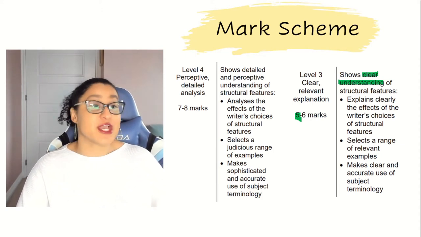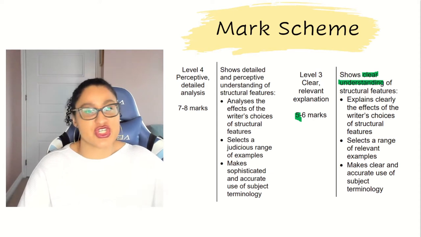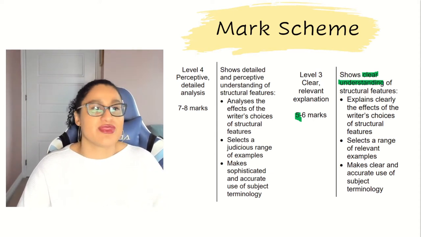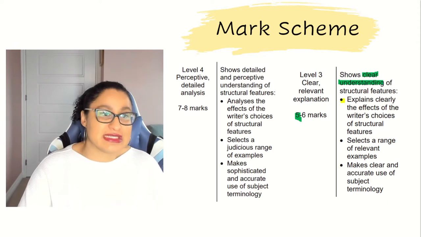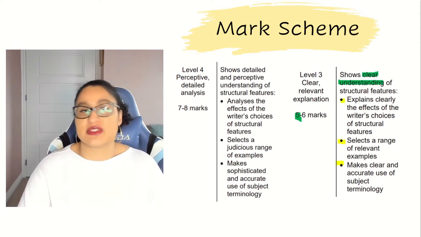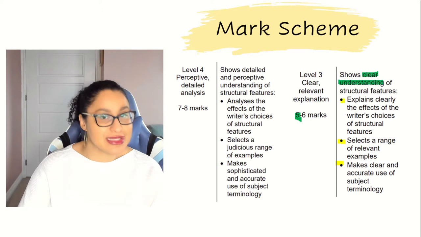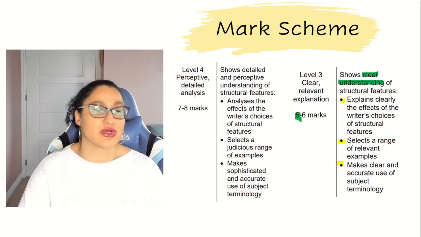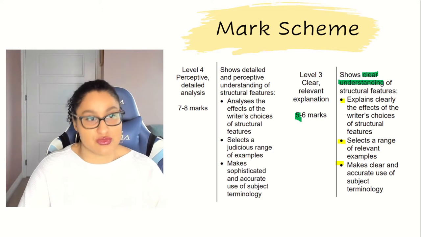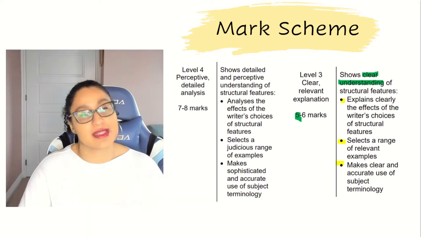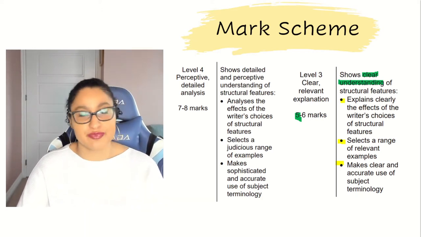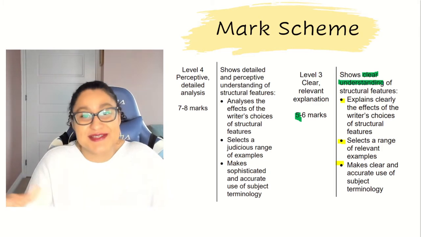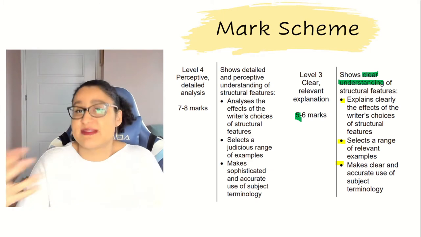In terms of then getting the 6, as I've already mentioned, that is the lowest we want to be aiming for to go for a grade 9. It basically means you've got all of the bullet points for this question. So you show a clear understanding of structural features, you explain clearly the effect of the writer's choices of structural features, you select a range of relevant examples, and you make clear and accurate use of subject terminology. So you're just getting everything right. You're correct, and you're clear, and you're specific.